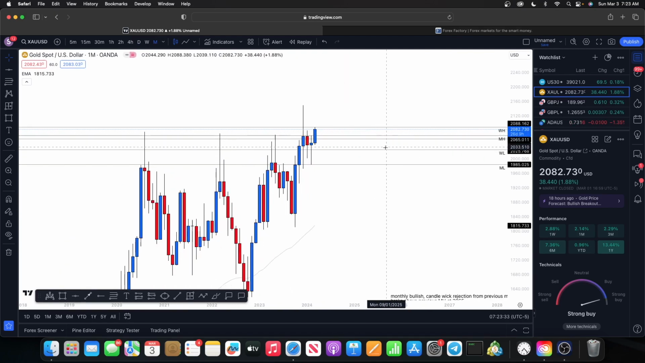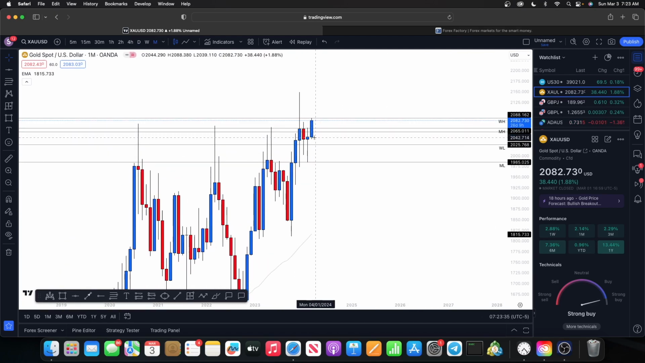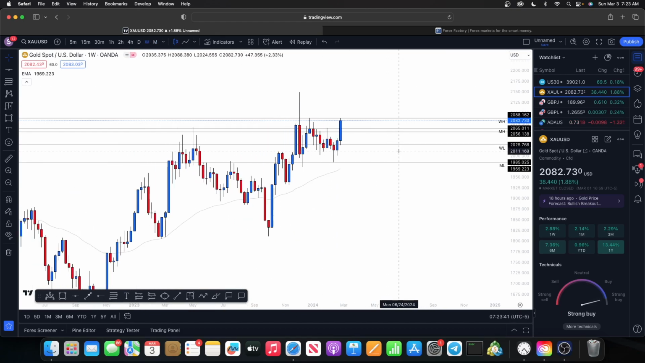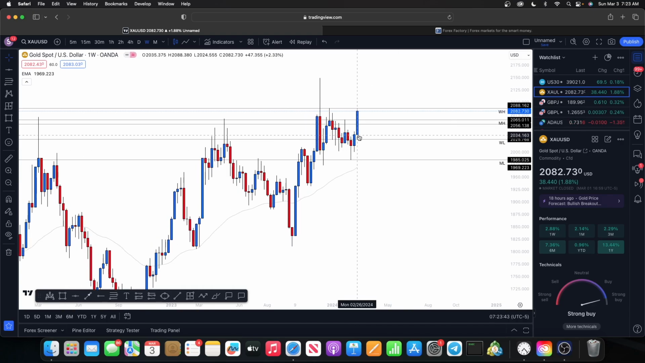We have the new monthly candles open, right? We did have the monthly candle open, pretty much breaking above those monthly highs over here, which is 2063, right? We go into the weekly time frame as well. We do have a very strong weekly candle bullish closure above the weekly highs over here, which is 2070 areas, right? 2073, 2070 areas.